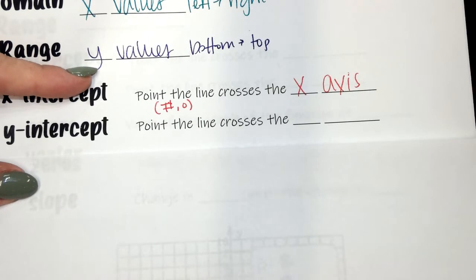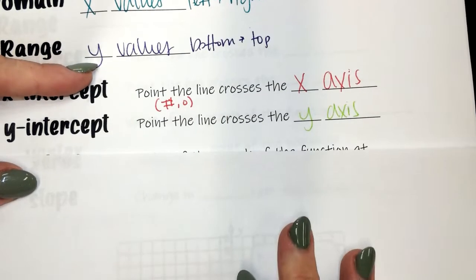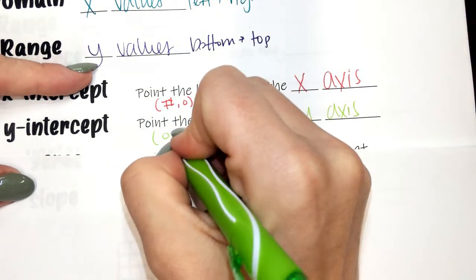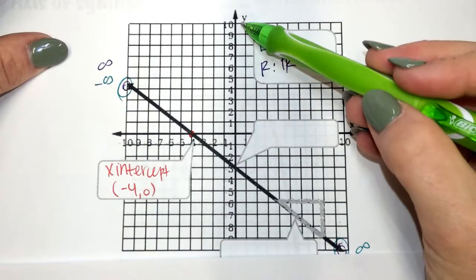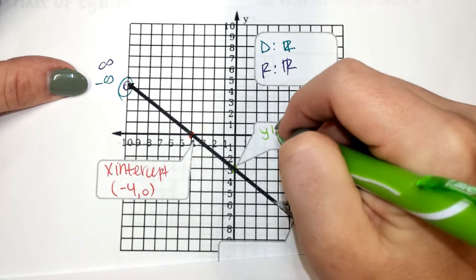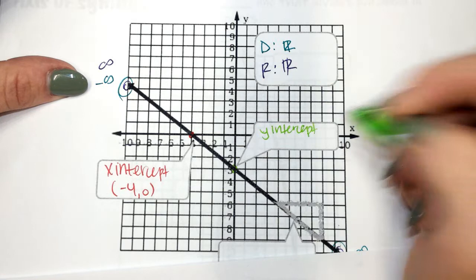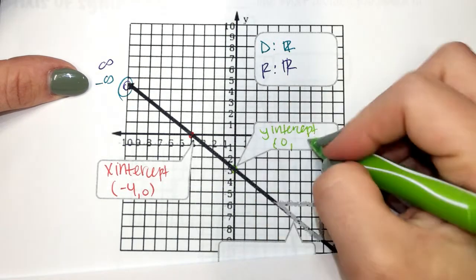All right, so the y-intercept is the point where the line crosses the y-axis, and that's going to be 0, comma, the number it crosses at. Here is the y-axis, and it crosses right here. Here is my y-intercept, and that is at 0, comma, -3.